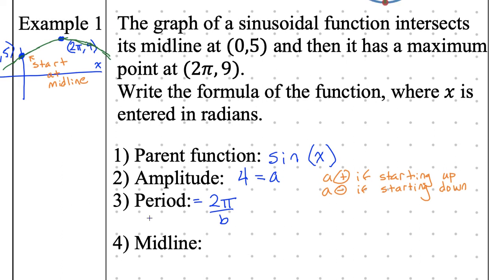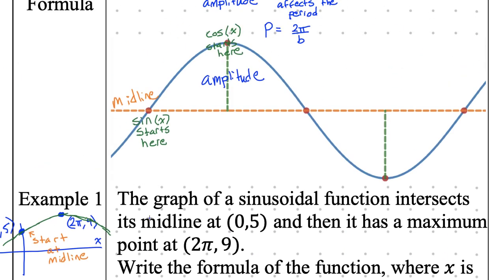So remember at the very beginning when I asked you how much of the period is it from here to here, or here to here, or here to here? That's what I'm doing now for these 2 points. I can't see the entire function, so it's harder. But I know I'm going from the midline to the maximum, and I'm doing that amount of the period. How much of the period am I really doing?